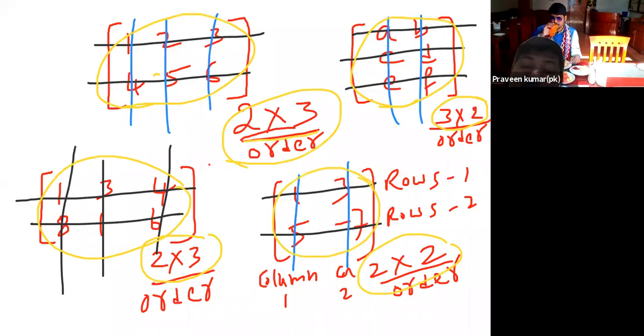So, the number of elements in a matrix is equal to the product of rows into columns. I'll give still more examples, my dear students.